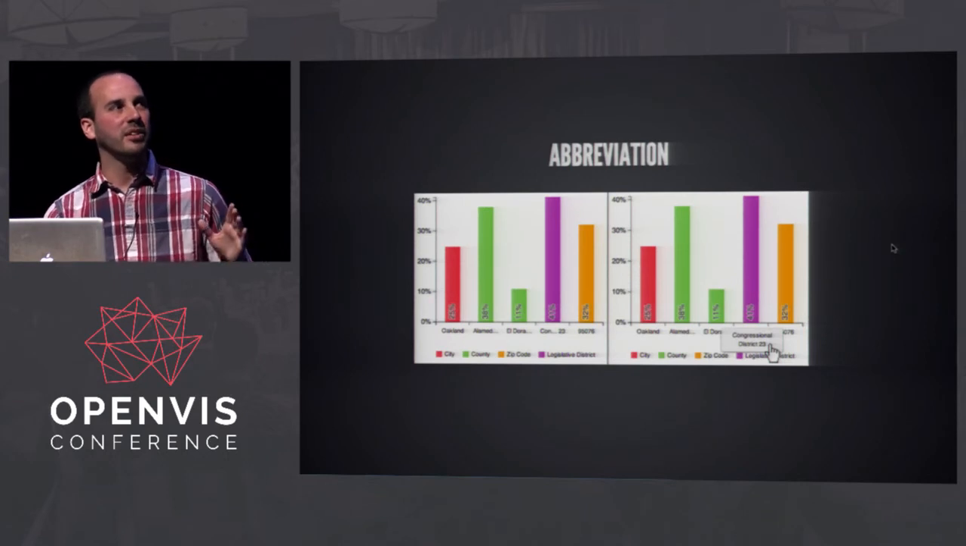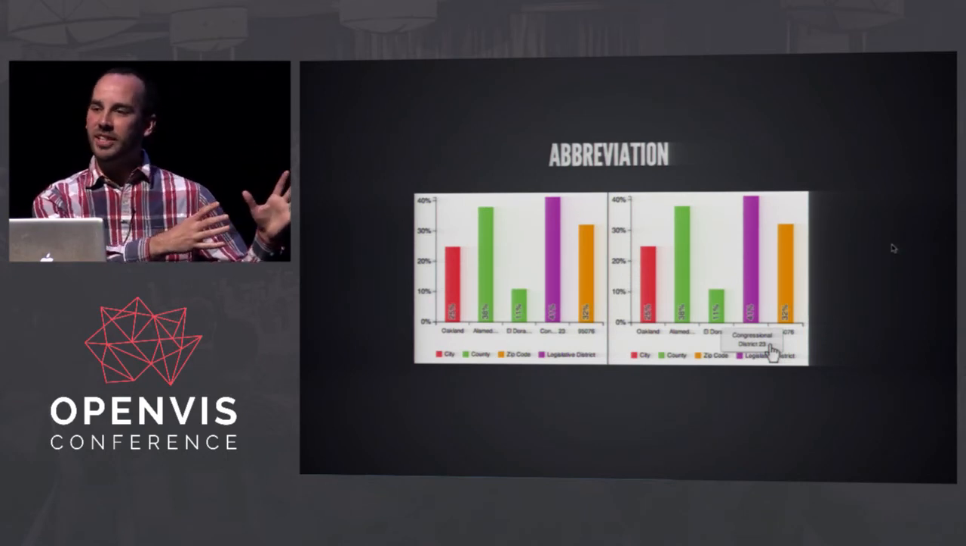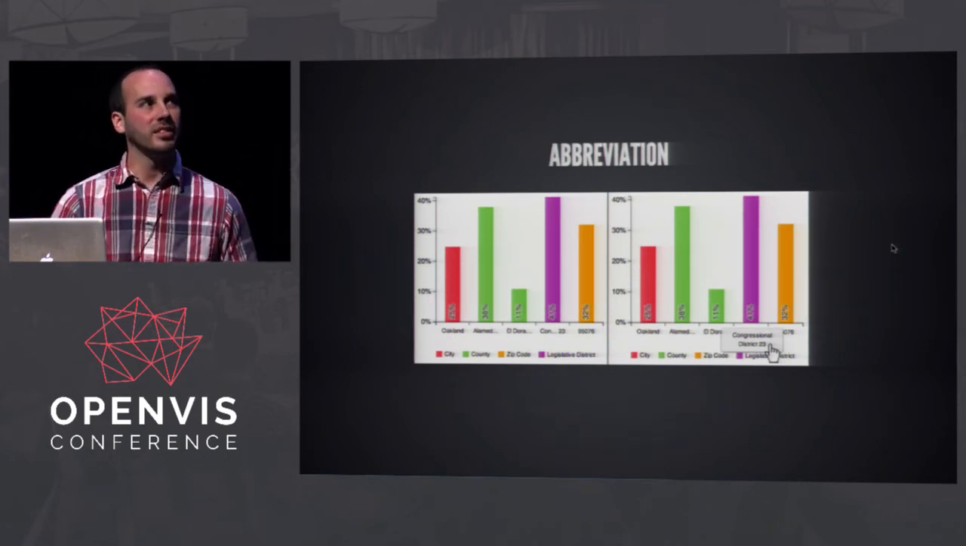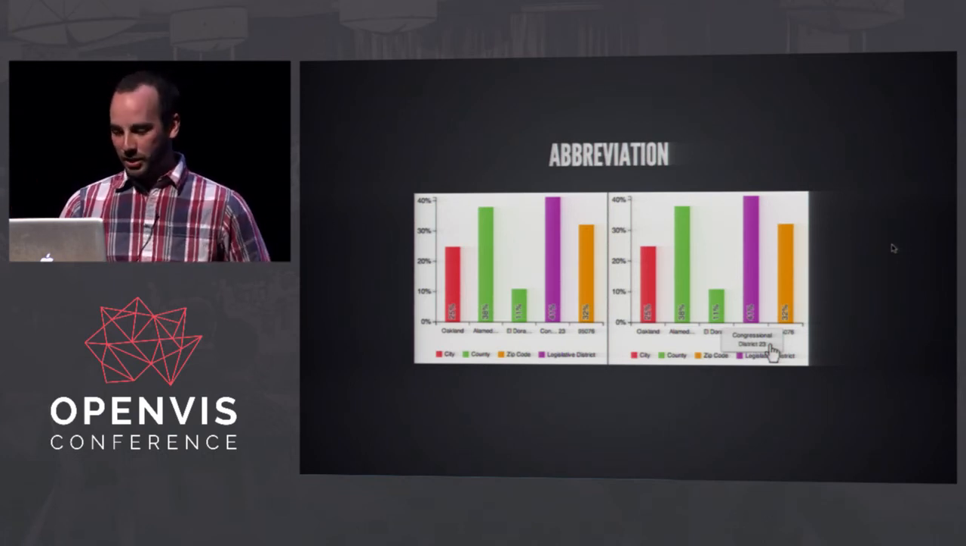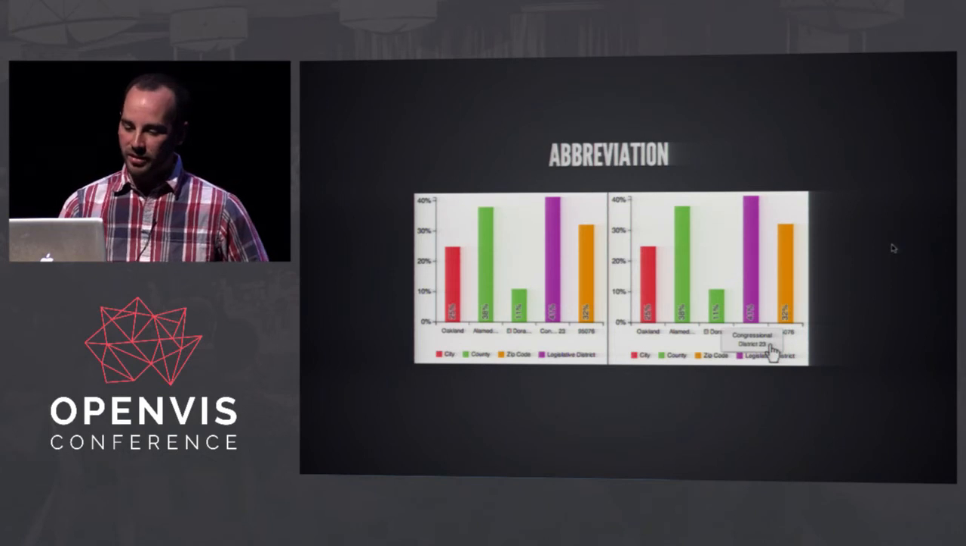So this is an interactive thing, by the way. The chart doesn't always look like this. You could have five congressional districts in there, or you could have just one bar where the thing actually does fit. So we needed to be able to account for all of that.